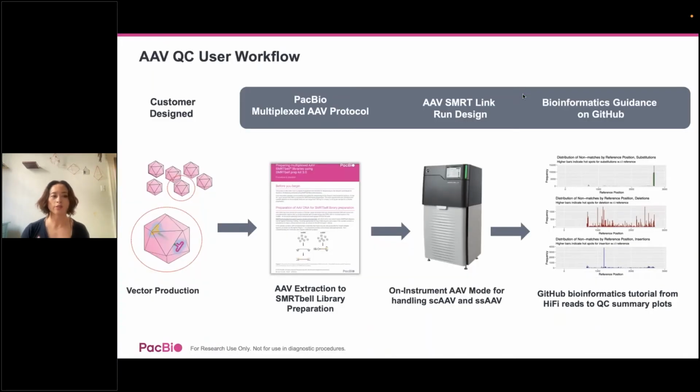So on the high level, this is what the AAV workflow looks like. We have a published protocol, which you can find on our website, that offers a way to prepare AAV vectors into a SMRTbell library. With our latest SMRT Link release, so our software is called SMRT Link, you can actually run something called AAV mode on the instrument, which will inherently understand the differences between self-complementary AAV and single-strand AAV. And finally, I will show you that we also have a command line bioinformatics tutorial that will also produce meaningful plots that you can interpret.